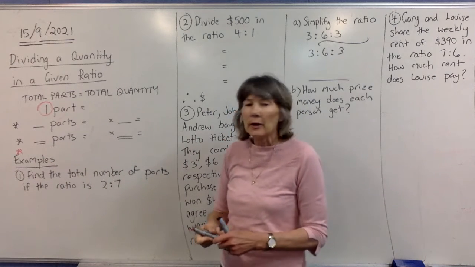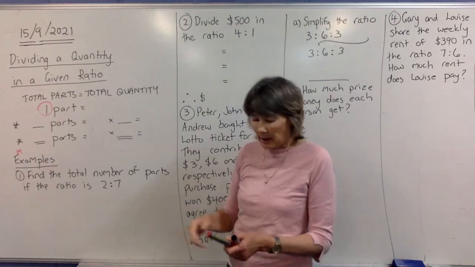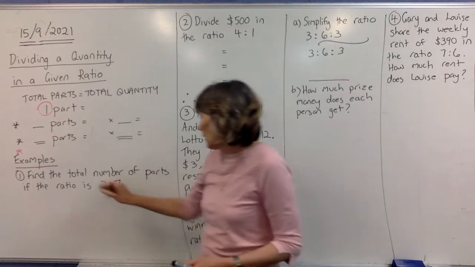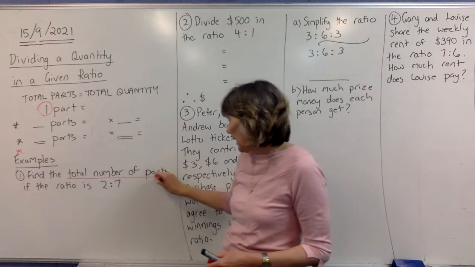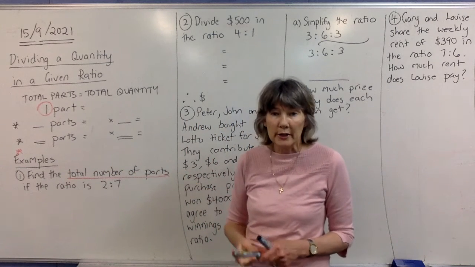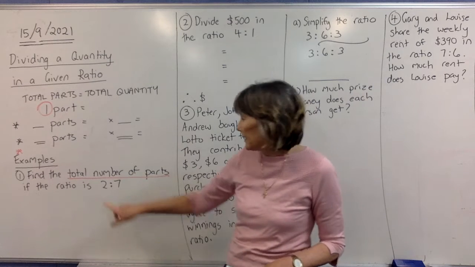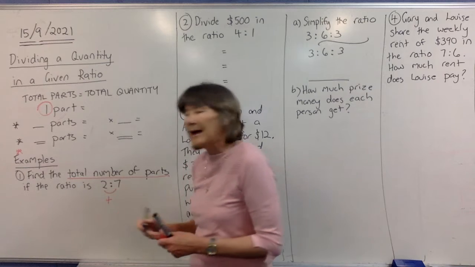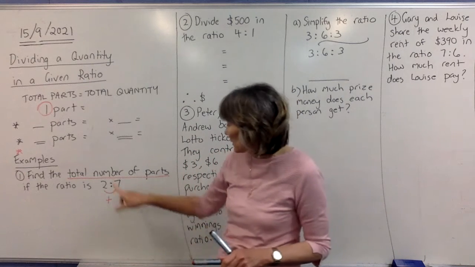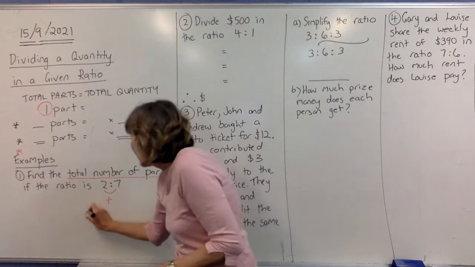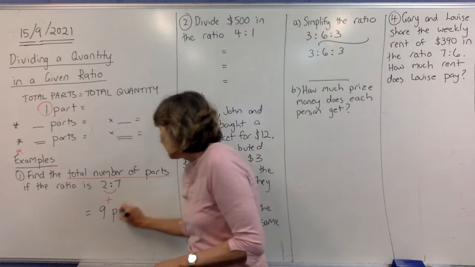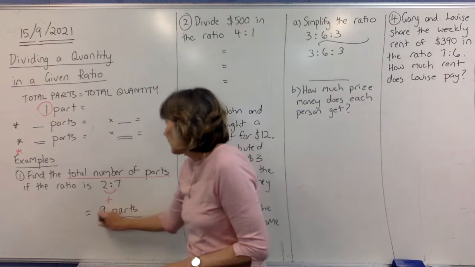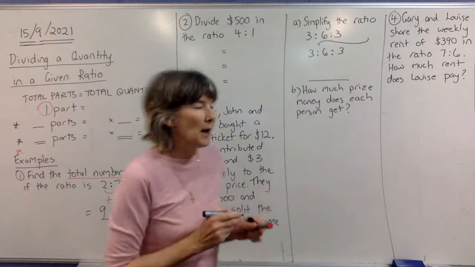Okay, so we're going to go through this process in a minute, but just to start with, this first question says, find the total number of parts if the ratio is 2 to 7. So all you have to do there is add these two numbers up. That's what we're adding when we're getting the total parts. So 2 plus 7, we have 9 parts in this ratio. Okay, so you need to be able to do that to be able to start the questions.